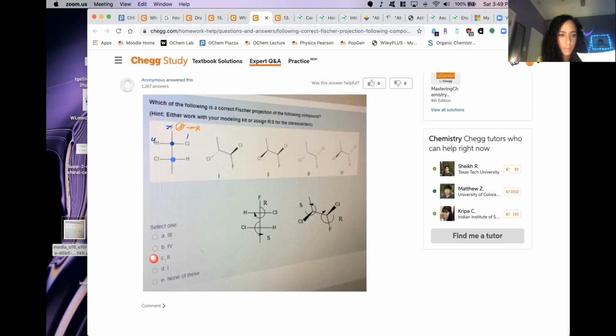Carbon. Let's see. Carbon. I'm gonna say 1, 2, 3. But then it doesn't make sense when you account for this wedge, because it goes S and it goes R. What the actual heck is going on?